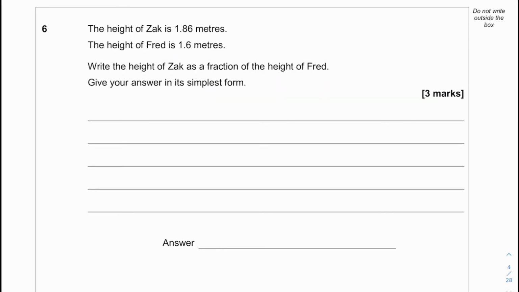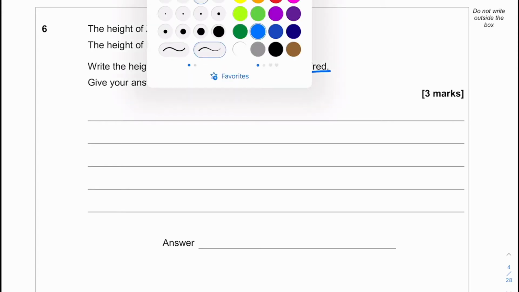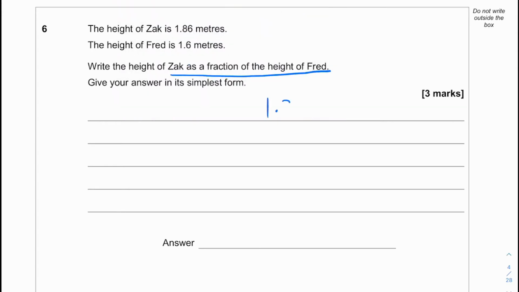Question 6 is worth 3 marks, and we are told the height of Zach is 1.86 metres, the height of Fred is 1.6 metres, and we need to write the height of Zach as a fraction of the height of Fred and give our answer in its simplest form. So the height of Zach we need to write as a fraction of the height of Fred. We put the height of Zach, which is 1.86 metres, on the top of our fraction. Then on the bottom we put the height of Fred, which is 1.6 metres.